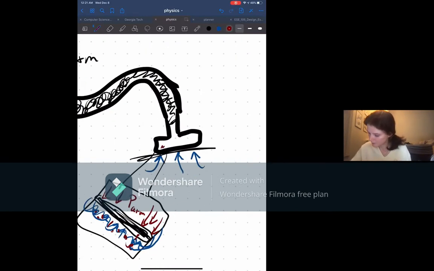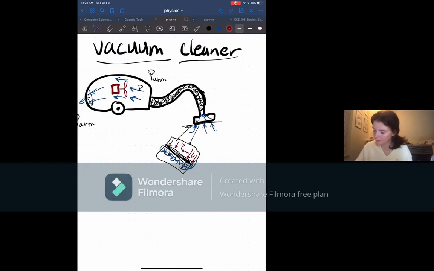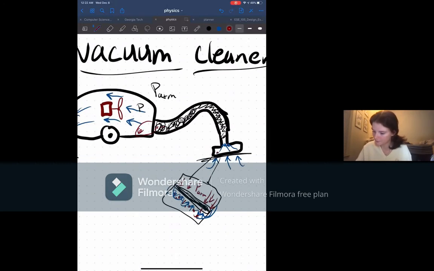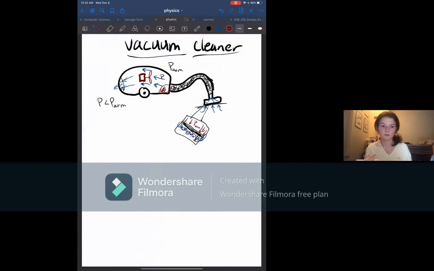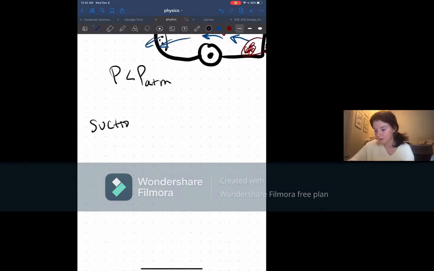And so all the air is going to be carrying the hair and all the gross stuff all the way through the vacuum cleaner until it reaches a bag where it collects all the dust and the dirt. This is just how a vacuum cleaner works in general. Also, a word that we always use that we should define is suction. Suction is actually just the force created when there's an air pressure difference.